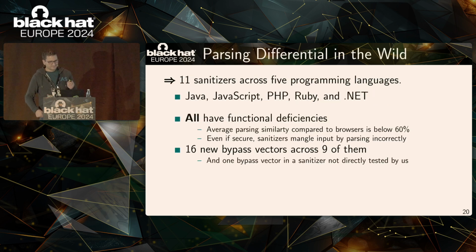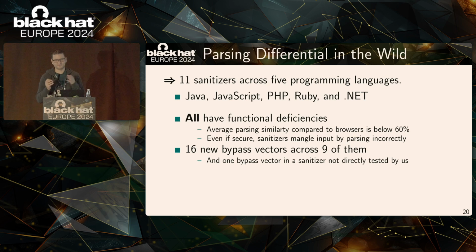And what we found was that they all have basically functional deficiencies, even the ones which didn't have any security vulnerabilities. When I say functional deficiencies, I mean they basically destroy benign input. They violate the functional property that the output should resemble the input. And we came up with a metric to compare the parsing accuracy compared to a browser, for example.